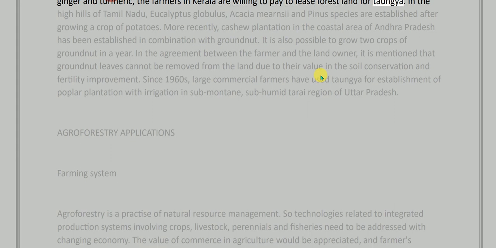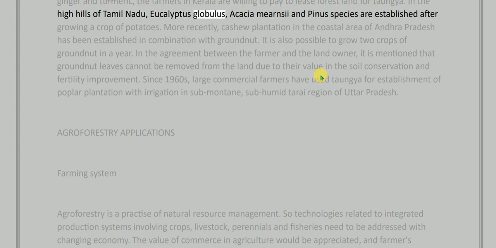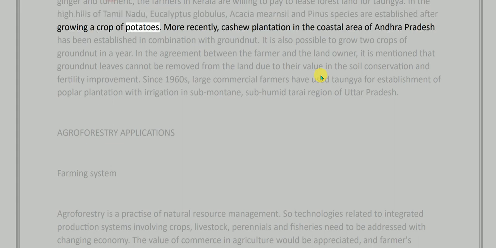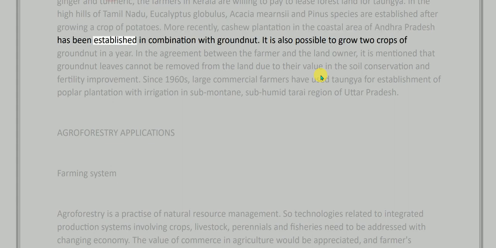In the high hills of Tamil Nadu, Eucalyptus globulus, Acacia mearnsii and Pinus species are established after growing a crop of potatoes. More recently, cashew plantation in the coastal area of Andhra Pradesh has been established in combination with groundnut. It is also possible to grow 2 crops of groundnut in a year.